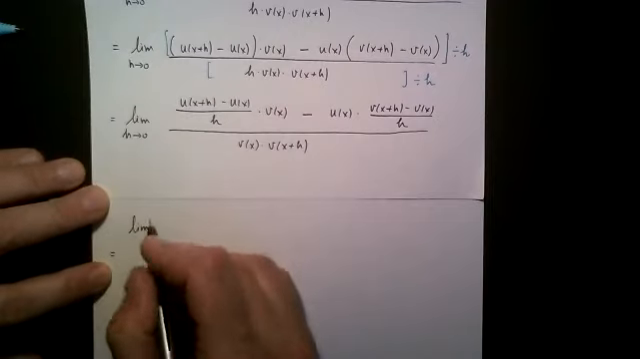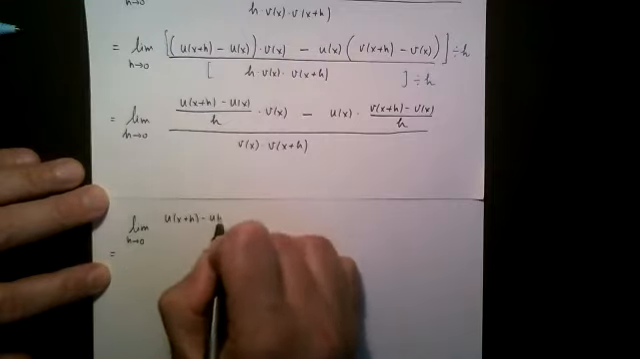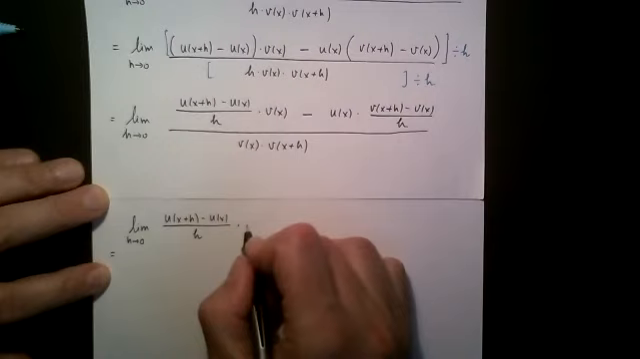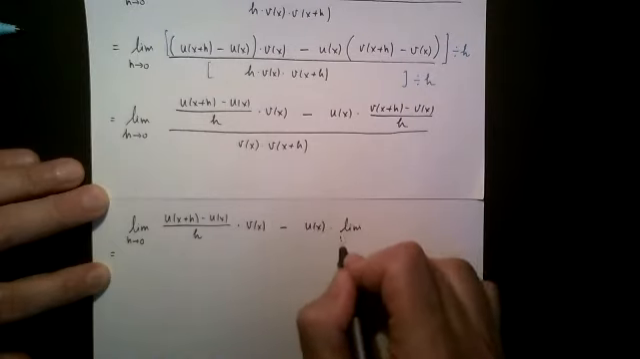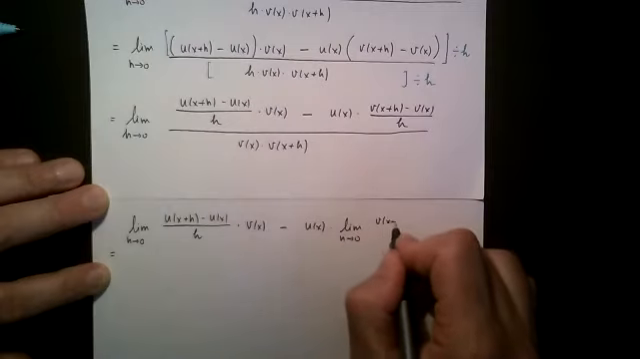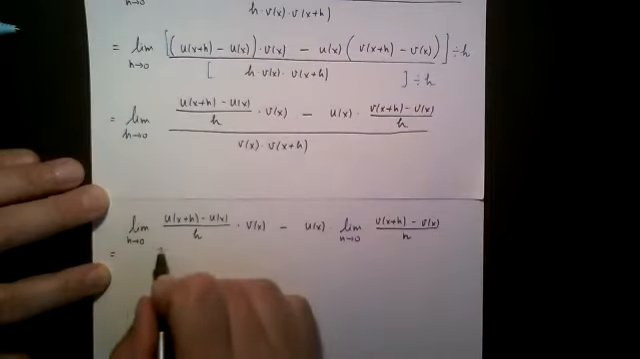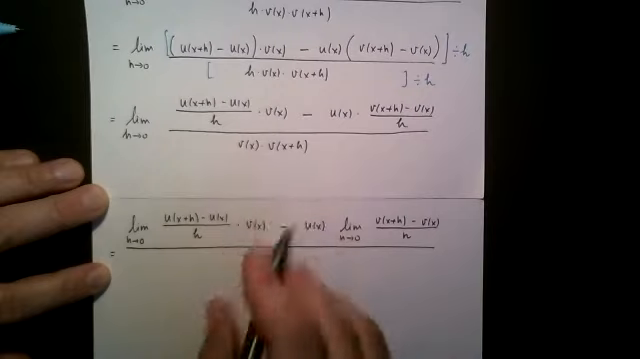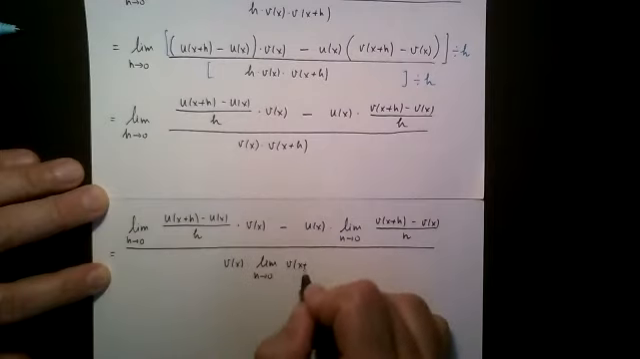limit as h approaches 0 of u of x plus h minus u of x over h times v of x, which does not depend on h, minus u of x times limit as h approaches 0 of v of x plus h minus v of x over h, and on the bottom, I will apply the limit here because there's an h, v of x times limit as h approaches 0 of v of x plus h.